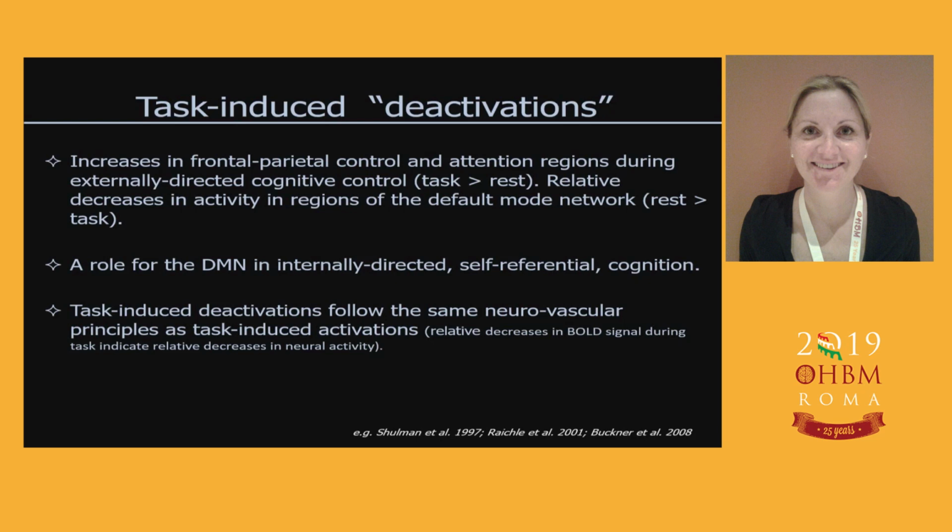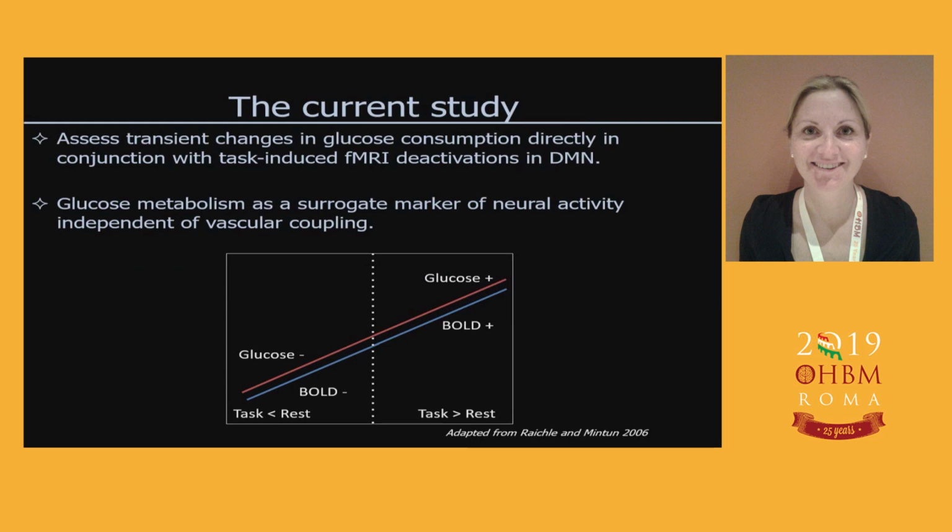So in the current study, we use a novel imaging approach to assess transient changes in glucose consumption directly in conjunction with task-induced fMRI deactivations in the default mode network. Here we consider glucose metabolism as a surrogate marker of neural activity that is independent of vascular coupling. The working hypothesis that we started this work with is that glucose metabolism will parallel changes in BOLD signal, so that there's an increase in glucose consumption during a task active comparison, so task greater than rest, and a relative decrease in glucose consumption on the flip side of the contrast.